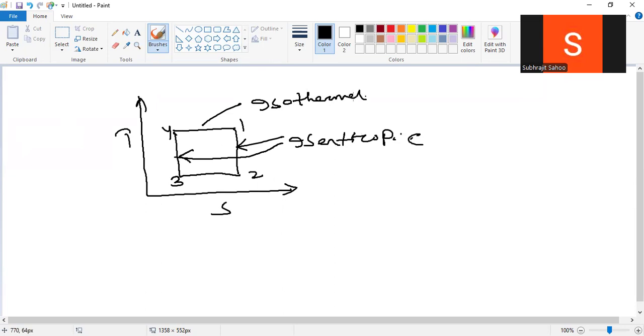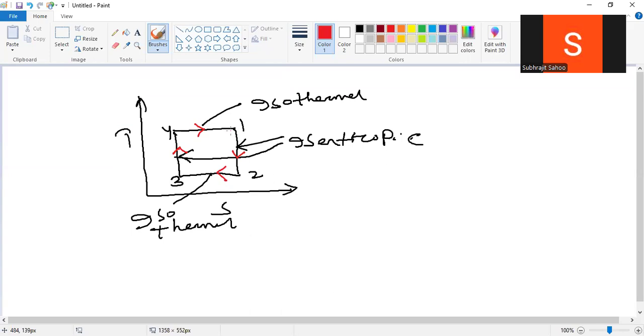Observe carefully what the problem is here. This one is also called isothermal. How is the cycle moving? We change the color. The process moves 1 to 2, 2 to 3, 3 to 4, and 4 to 1, and again 1 to 2, 2 to 3, 3 to 4, 4 to 1. Like this the process is executed and the cycle is completed.